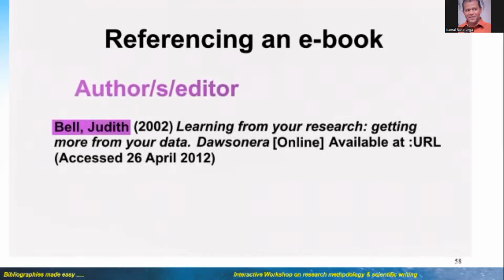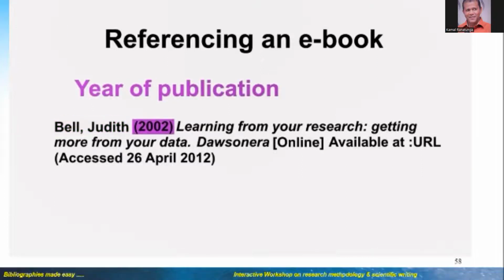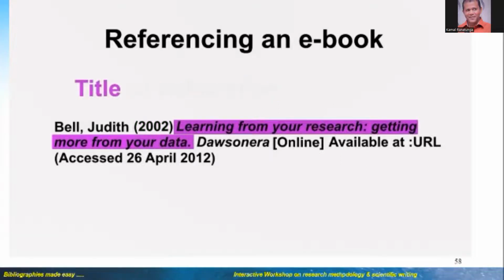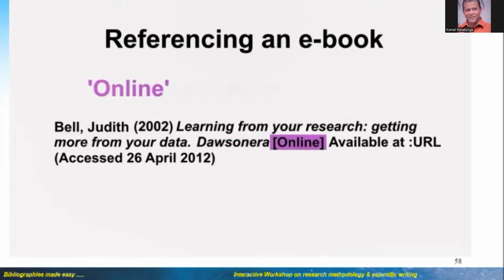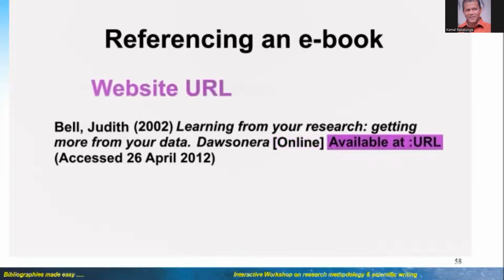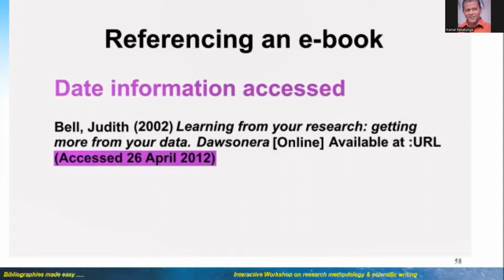If you used information from an e-book in your work, then you need to write down the following: the author or editor, the year of publication in round brackets, the title in italics, bold or underlined, name of the e-book collection in italics, bold or underlined, the phrase online in square brackets, the words available at followed by the URL of the e-book, the word accessed followed by the date you accessed the information in brackets.